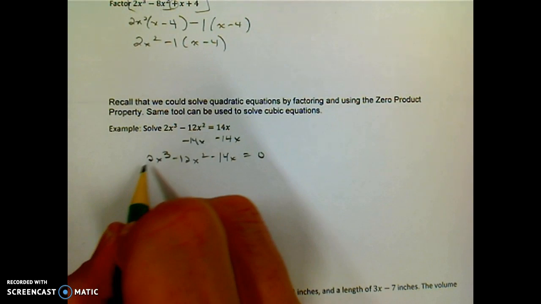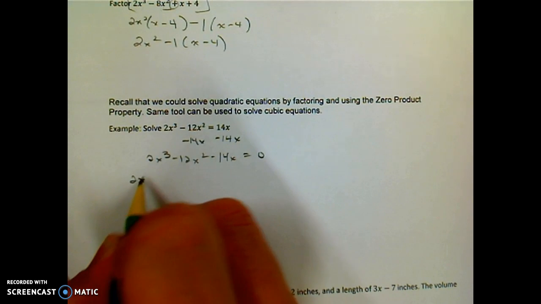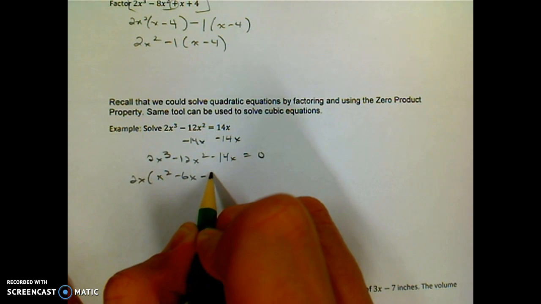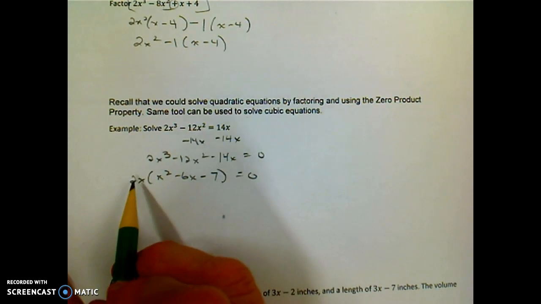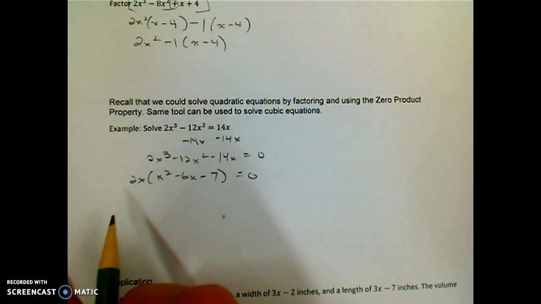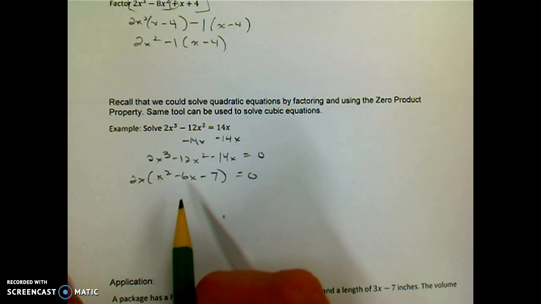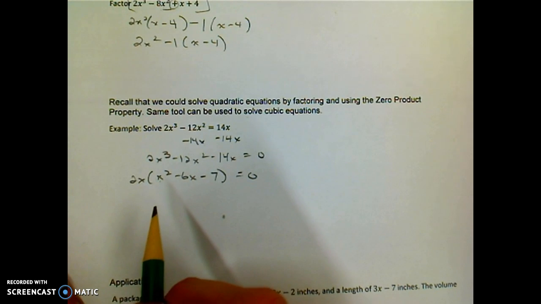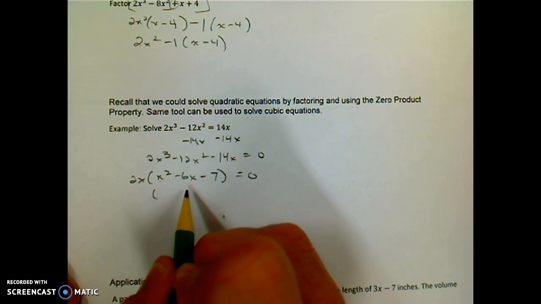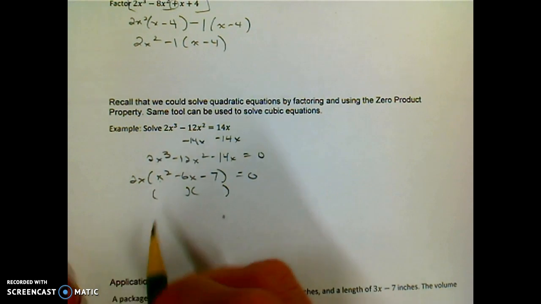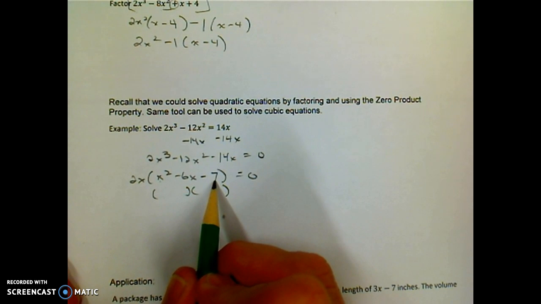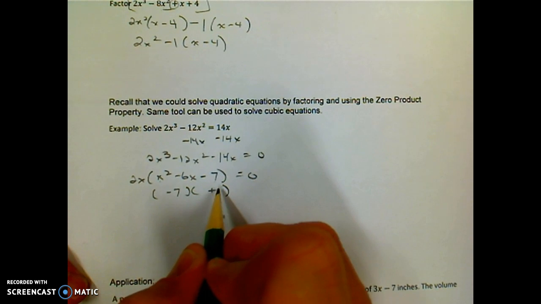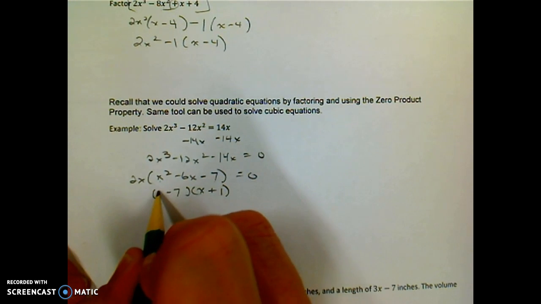Now we look for a greatest common factor. I can take out a 2x here. 2x times x squared is 2x to the third. 2x times negative 6x, negative 12x squared. 2x times negative 7, negative 14x. My trinomial is factorable. Two numbers that multiply to make negative 7, subtract to make 6. Negative 7 and positive 1.